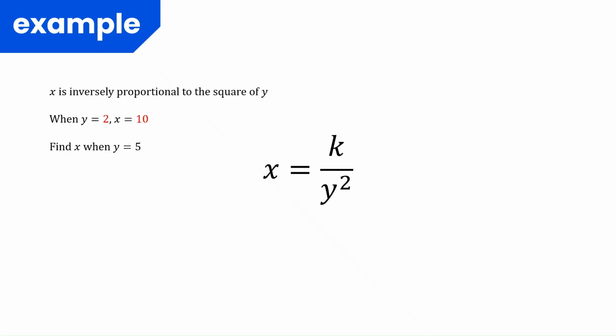Step 2, we're going to sub in the known values. So 10 and 2. 10 equals k over 2 squared, so 10 equals k over 4, so k equals 40. For step 3, we're going to write down the full equation, so x equals 40 over y squared. And finally for step 4, we're going to sub in the new value, which is y equals 5. X equals 40 over 5 squared, which is x equals 40 over 25, so x equals 1.6.